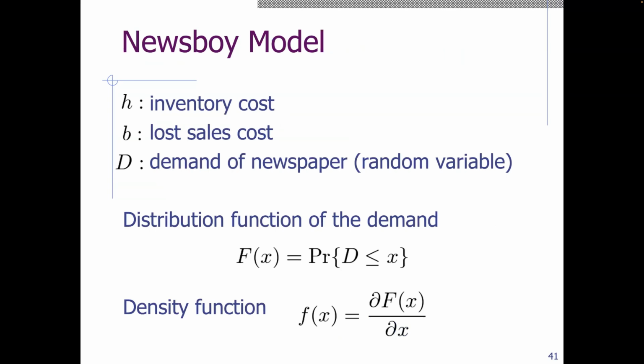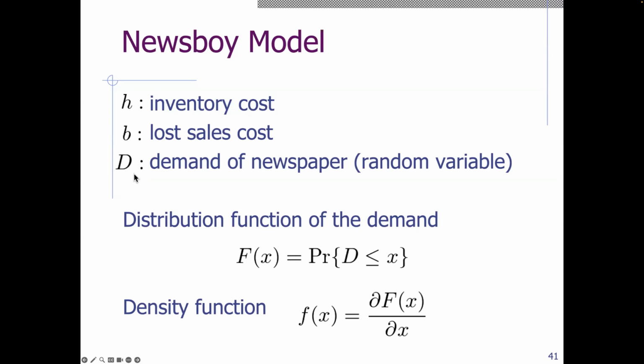at the beginning of a period and can be used only to satisfy demand during that period. Here, h denotes the inventory cost per unit of positive inventory remaining at the end of the period, and b is the lost sales cost per unit unsatisfied demand that is incurred when the ending inventory is negative.